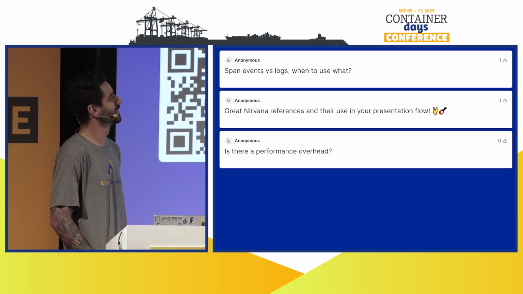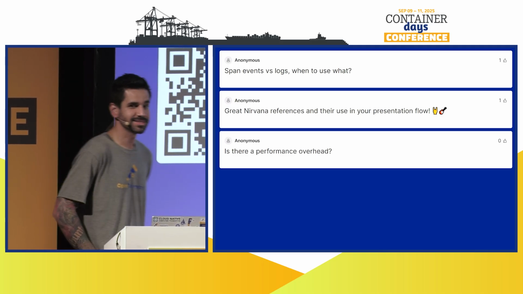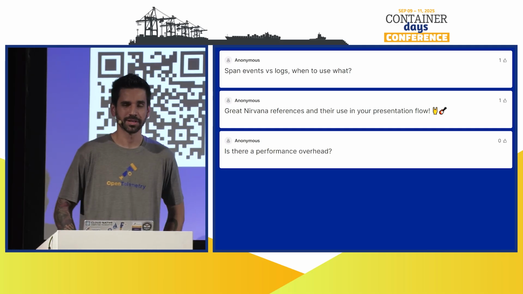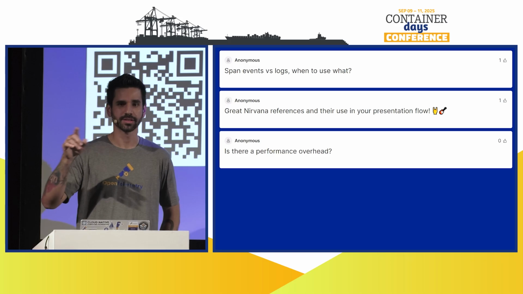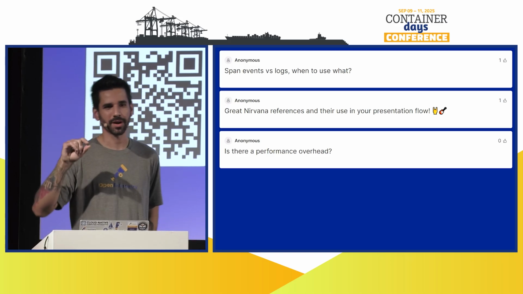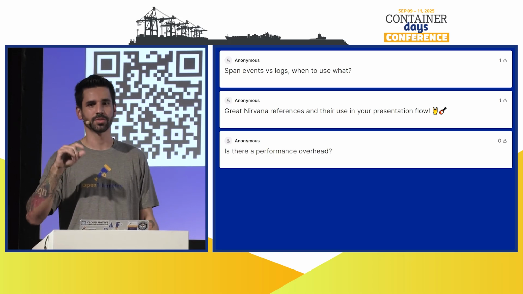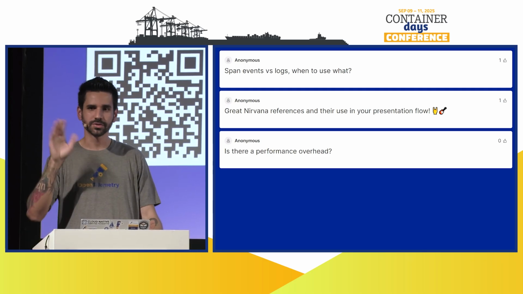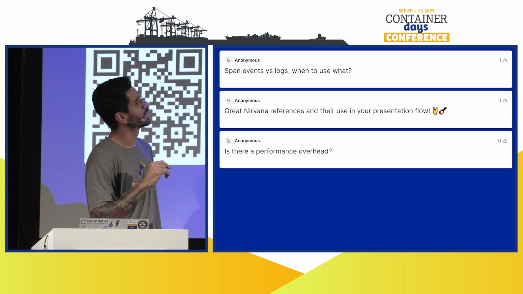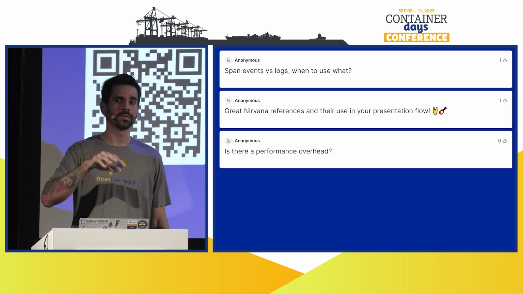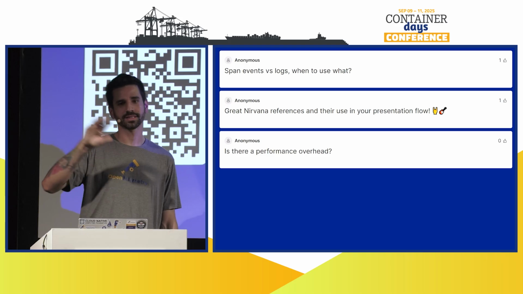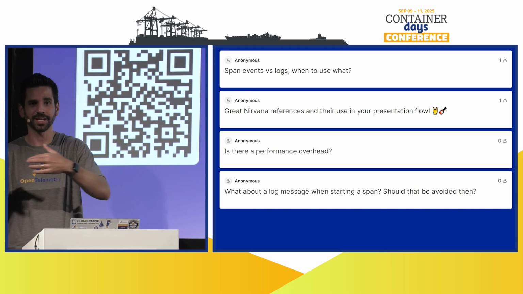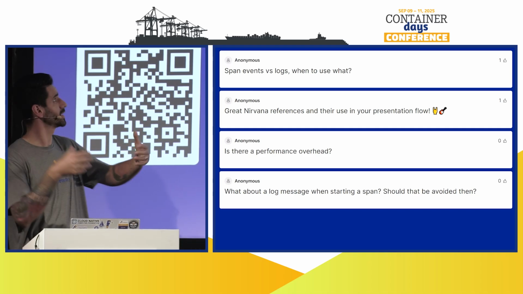Span events versus logs, when to use what? That's a great question. There is a blog post talking about the difference between events and logs on OpenTelemetry.io that Austin Parker, one of the members of the governance committee, released. I think it's from 2 months ago, so check that out. Honestly speaking, OTel at the moment is working on the logs API, so my answer may change, and even what he wrote in the blog post may change a bit.